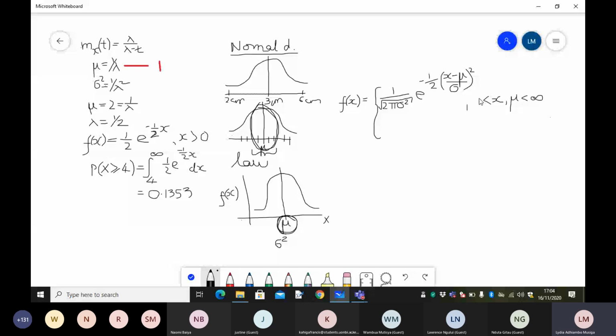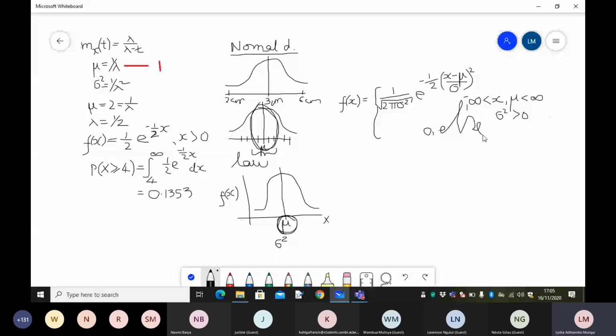and of course variance being positive. X and mu are finite, yes. They lie between positive and negative infinity, and variance is greater than zero, because of course variance is a squared term. And then we have zero elsewhere. So this is the form of the normal distribution.